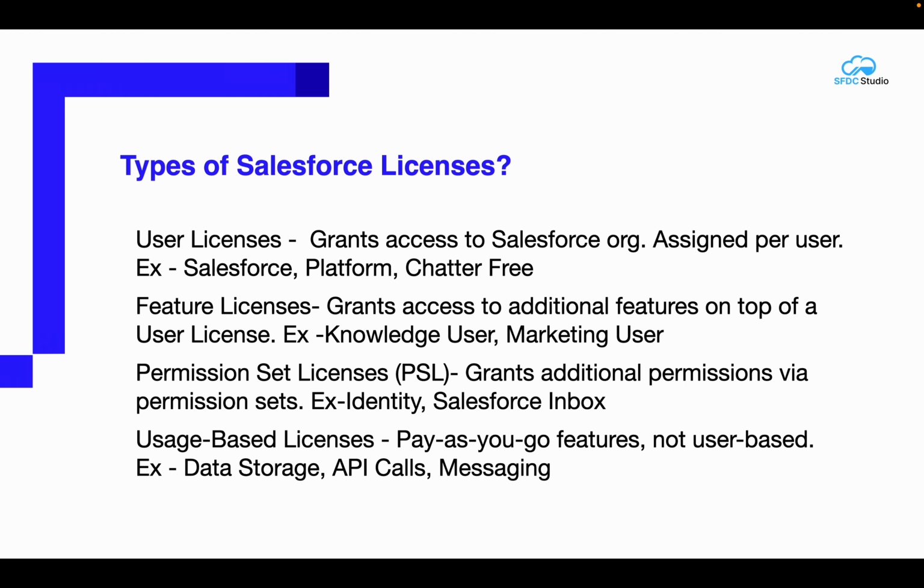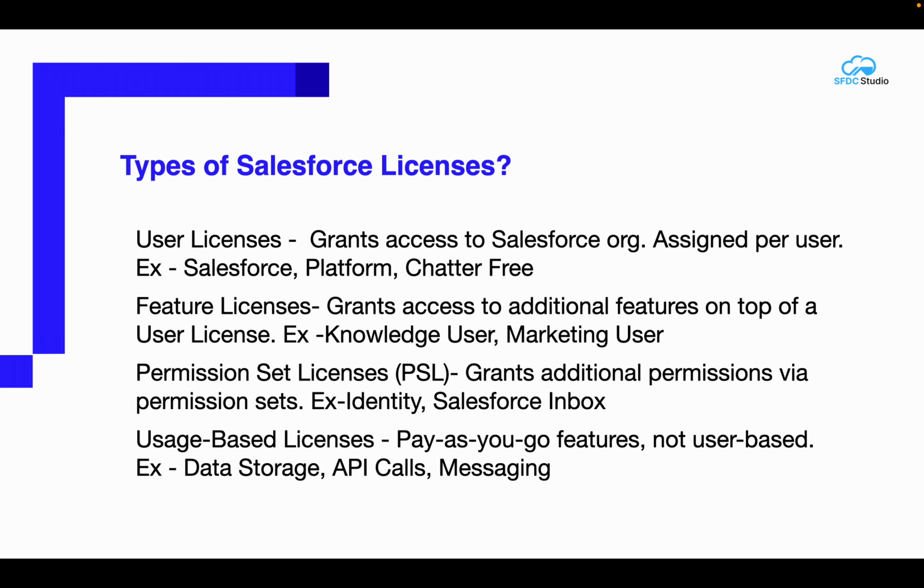Then comes the permission set licenses. These grant additional permissions through permission sets. Imagine you created a permission set, and within that you add that license and then you assign it to different users. That is what we call a permission set license, like we have for identity.